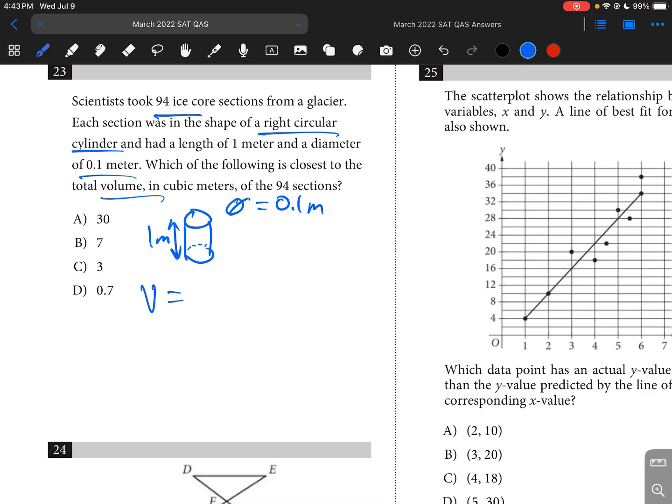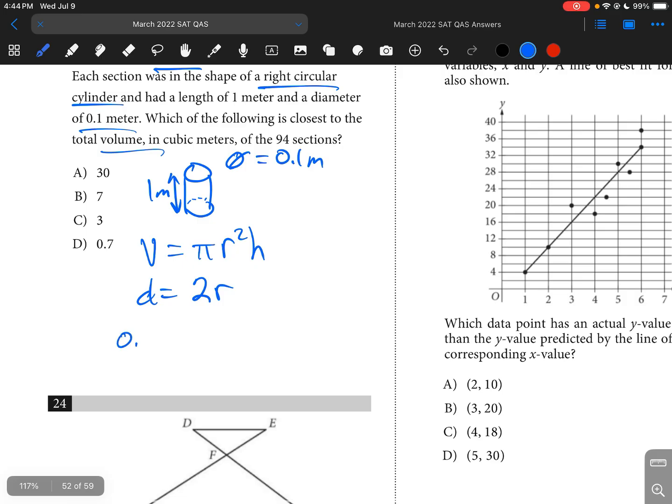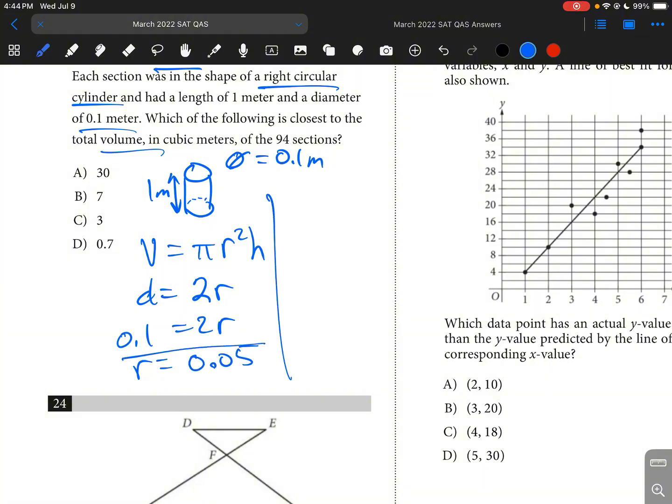So the volume of a cylinder is pi r squared times the height. So you know the diameter is 2 times the radius. So we have 0.1 is 2r. So r is just going to be 0.05 once you solve that. And so plugging this into the volume equation, you get pi times 0.05 squared times the height. And the height was given to us as 1 meter.